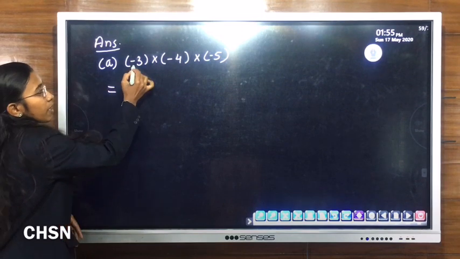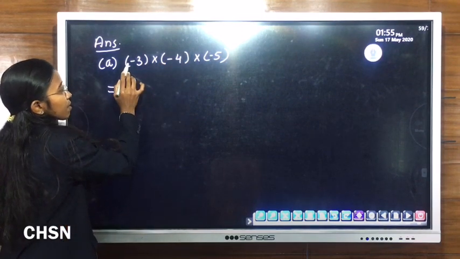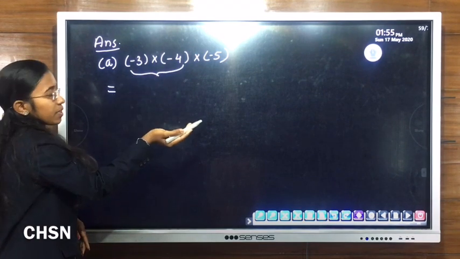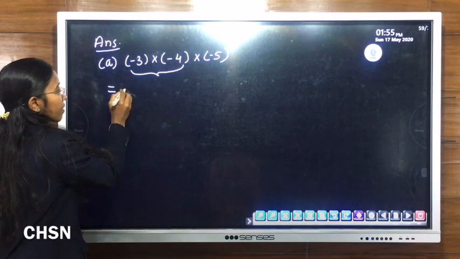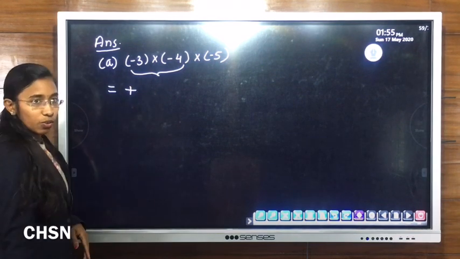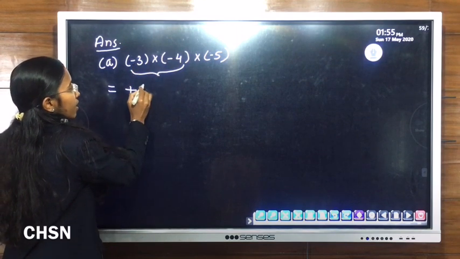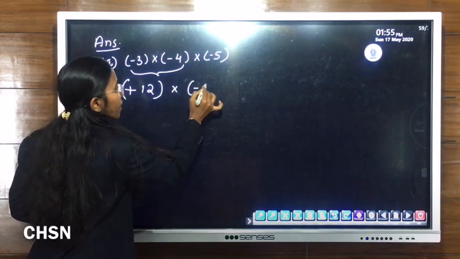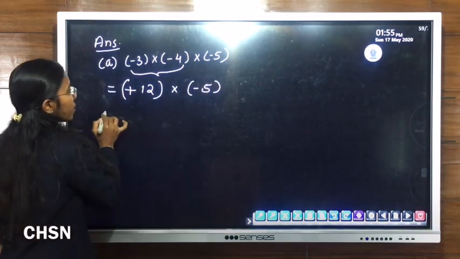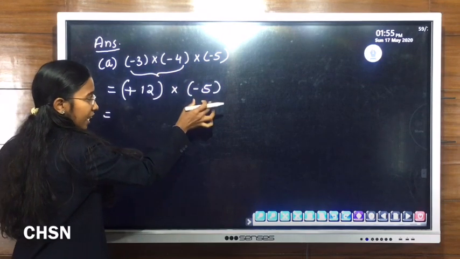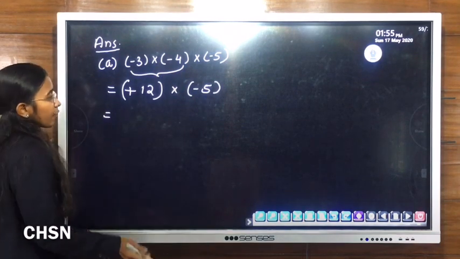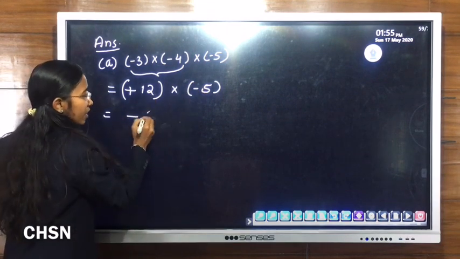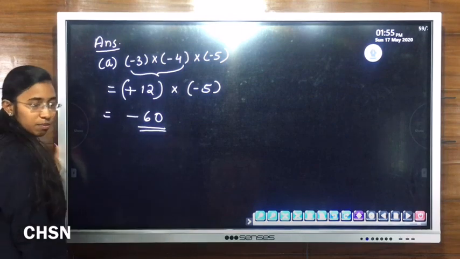So first we are multiplying the first two integers like that. That is minus 3 into minus 4. Both are negative numbers, that is like integers. We know that when we are multiplying like integers, our sign is always positive. 3 fours are 12. That is the value is plus 12 into this minus 5. So here one is positive and one is negative. This is unlike integers. When we are multiplying unlike integers, our sign is always negative. 12 into 5 is 60. So our answer is minus 60.